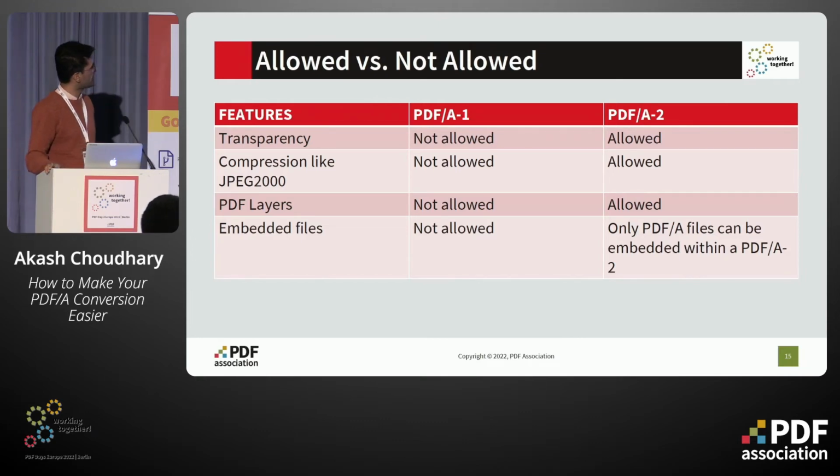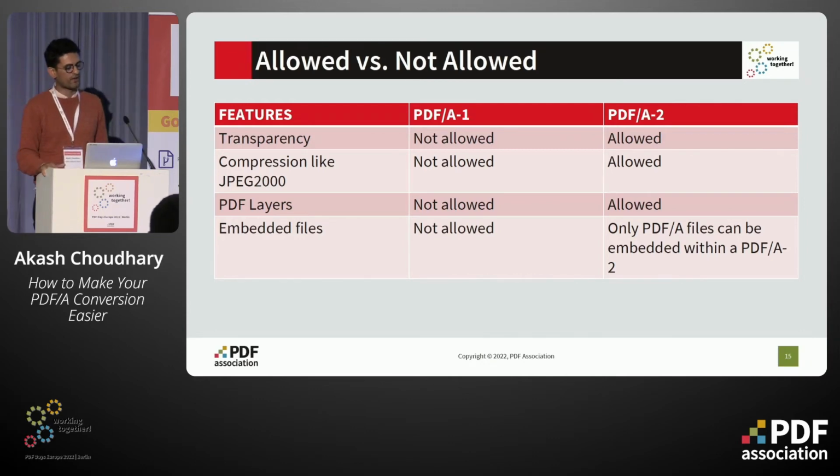Next is compression, for example, JPEG 2000. So PDF can be really compact as opposed to their PostScript counterparts. That is thanks to the data structure, but also the compression algorithms that are now available these days. In PDF A1, these compression algorithms are not allowed, and in PDF A2, they are allowed.